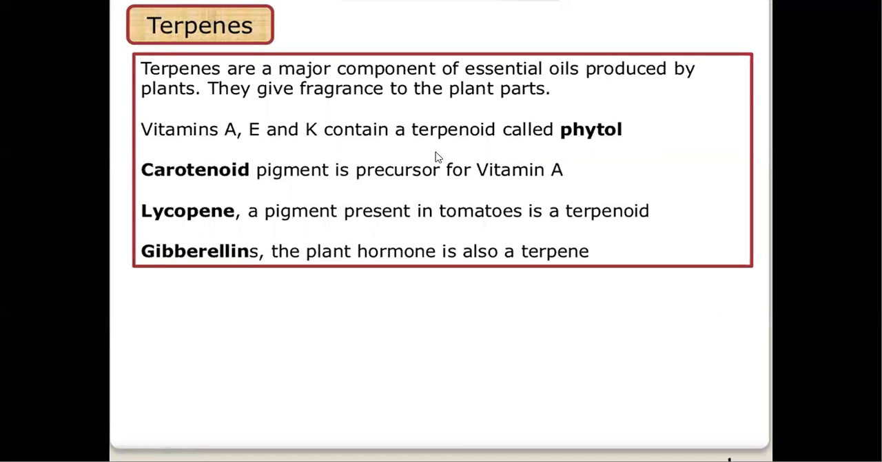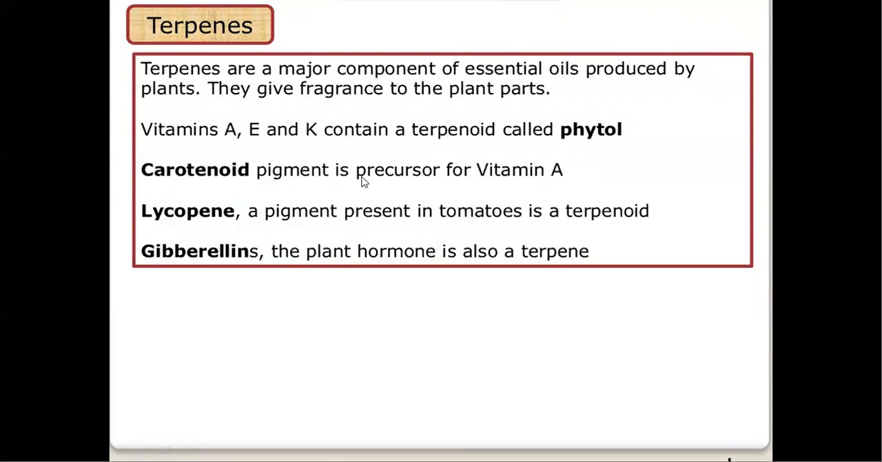And the next one is terpene. Terpenes also come under derived lipids; they are essential oils produced by plants, which give fragrance. These are the examples of terpenes: phytol, carotenoid, lycopene, and gibberellin. Phytol is present in vitamins A, E, and K, which are the fat soluble vitamins. And carotenoid pigment is a precursor for vitamin A synthesis.